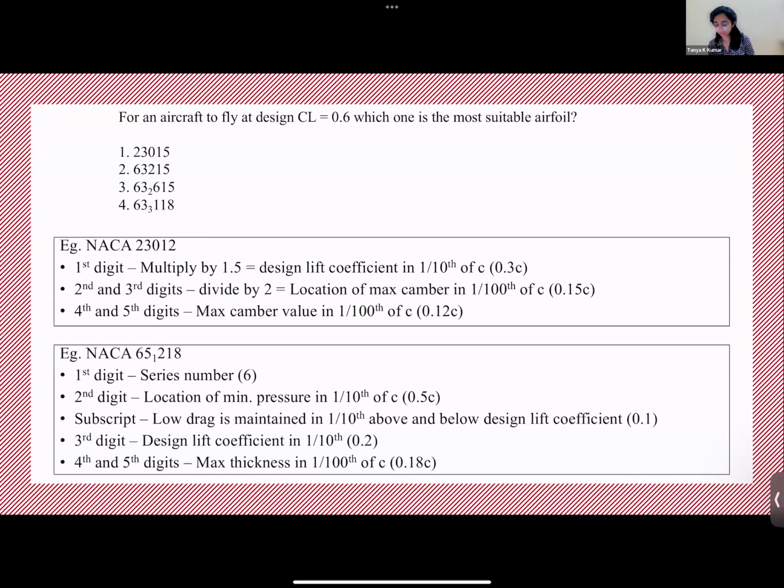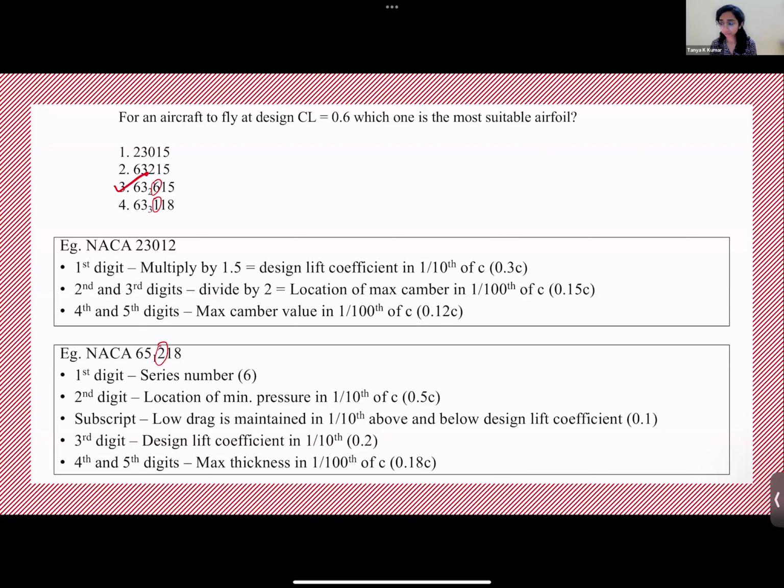So just give it a few seconds. These were the examples that we had considered while looking at the NACA 5 series and 6 series. So just see what is the location of design lift coefficient. For the NACA 5 series, the first digit when multiplied by 1.5 gives you the design lift coefficient. For the NACA 6 series, the third digit is this one. That digit gives you the design lift coefficient in tenths. So for 0.6, it is the third option.